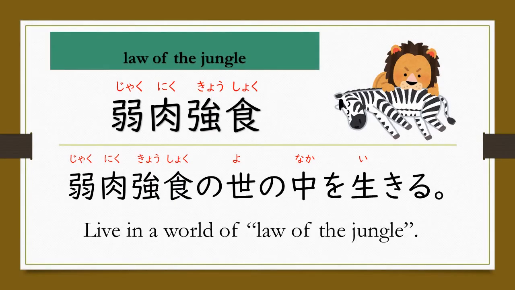The last one, law of the jungle, 弱肉強食. Example, 弱肉強食の世の中を生きる. Live in, 生きる, a world, 世の中, of law of the jungle. 弱肉強食の世の中を生きる.